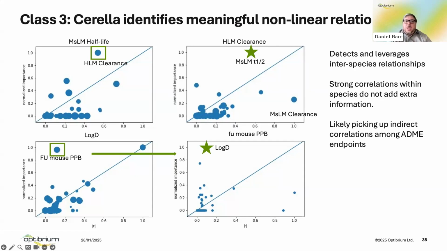What's going on here? Cerella is likely picking up indirect correlations among ADME endpoints. There's not a direct correlation between the two endpoints, but as Matt said at the beginning, those in vivo or PK endpoints, like the plasma protein binding here, arise from a combination of other factors and earlier physical chemical properties. And we see here Cerella is able to leverage that relationship and pull out for us the importance of log D for accurately predicting the fraction unbound in mouse.